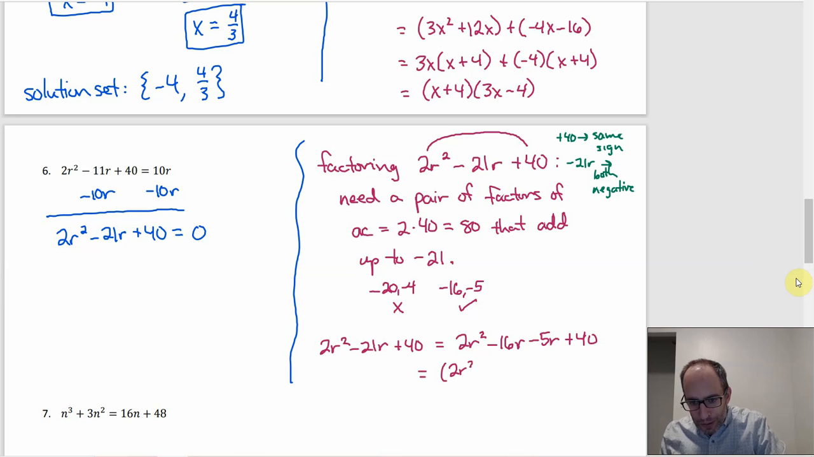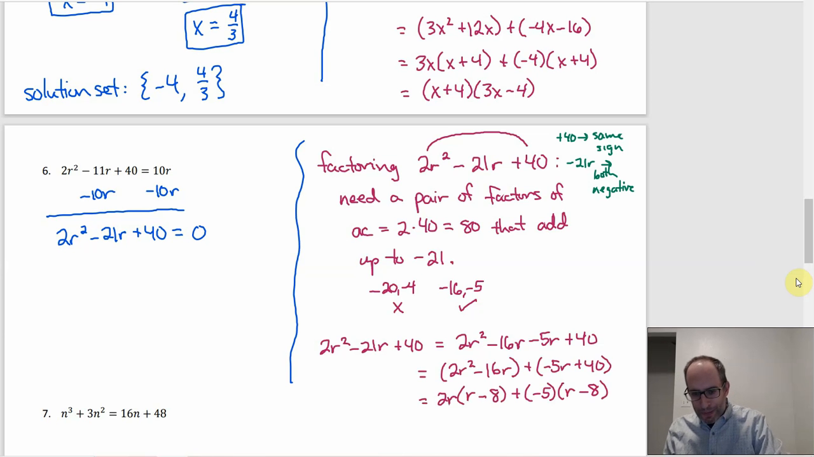So then we can group. So 2r squared minus 16r in the first group, plus the minus 5r plus 40 in the second group. Can factor out a 2r out of the first group, and we'd be left with r minus 8. Factor a -5 out of the second group, also left with r minus 8. So we're going to have r minus 8 times 2r minus 5 when we factor the r minus 8 out of those two products. Okay, now we got the thing that we need.